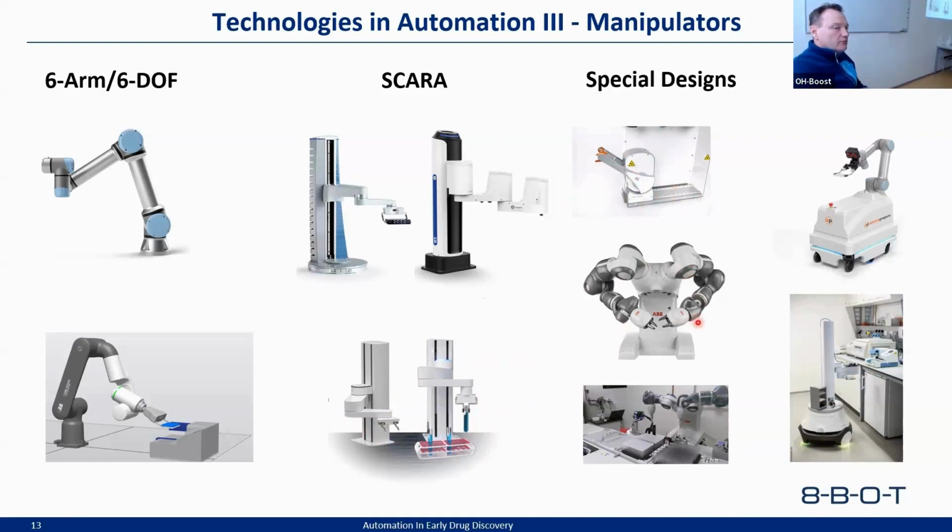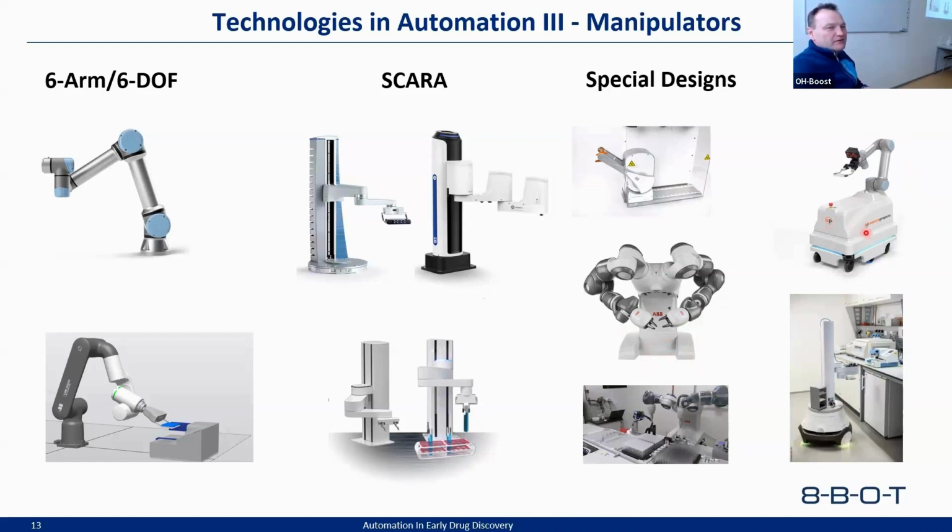This one from ABB, a two-arm robot. I talked to the guys and I said, why is it not widely used? And they say, well, the people are afraid of it. It just looks too human. But with two fingers, you can do a lot more things than just with one.